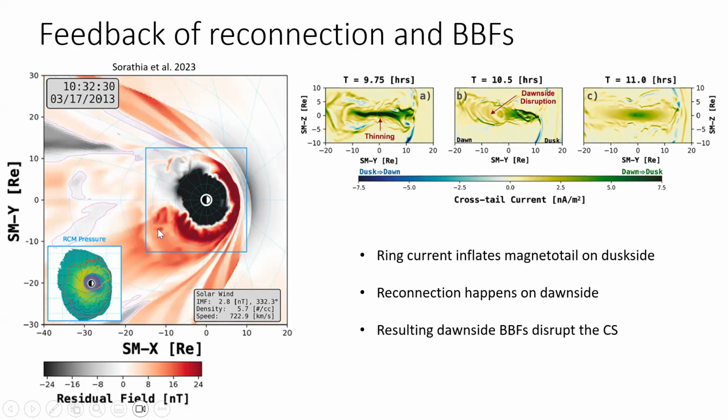And on the left, you can see why. This is the residual magnetic field, which basically means the BZ without the dipole component. And you can see that it's being dipolarized on this dawn side, largely from bursty bulk flows coming from down tail. And so this whole feedback process, I think, really illustrates the importance of all of these kinetic features in the magnetotail and how they interact with one another.